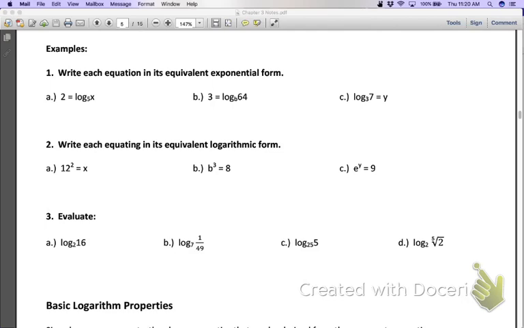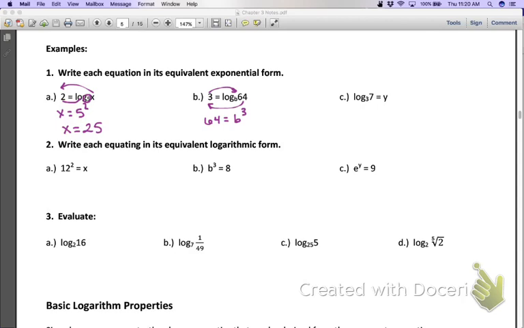So if I have log base 5, so again I'm going to send the x over here, so it's going to be x equals, the base doesn't change sides, so it's still 5, the 2 comes over, so 5 squared, x is equal to 25. Same way, 3's going here, 64 is going there. So 64 is equal to b to the third power.